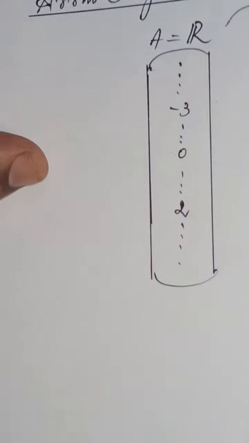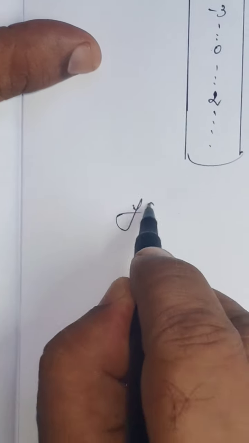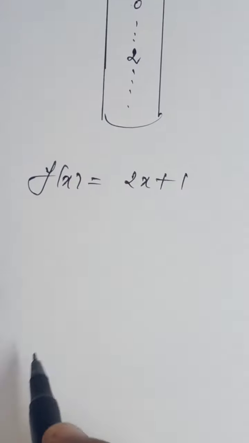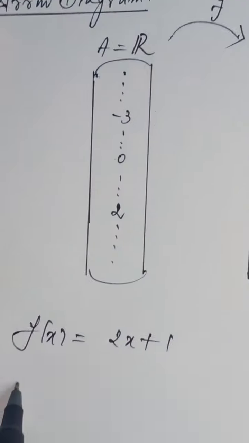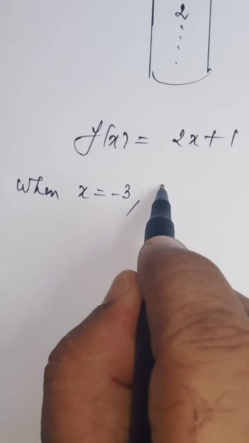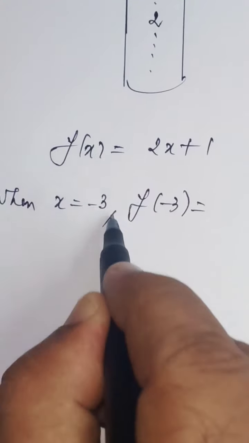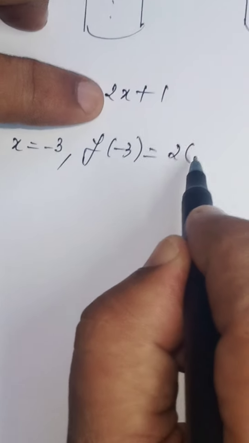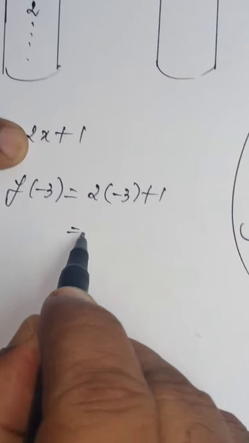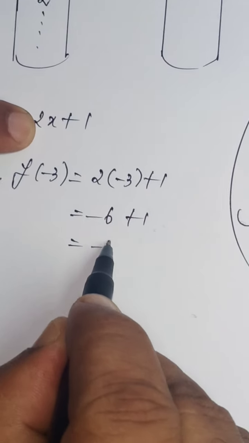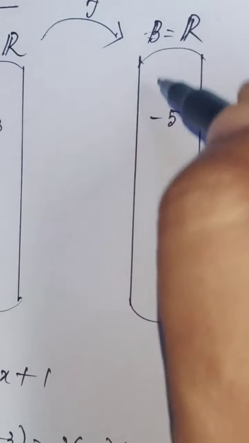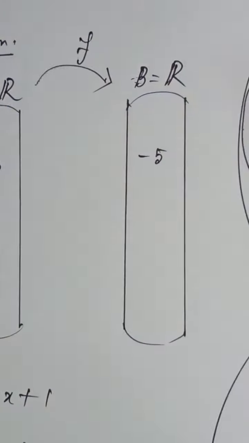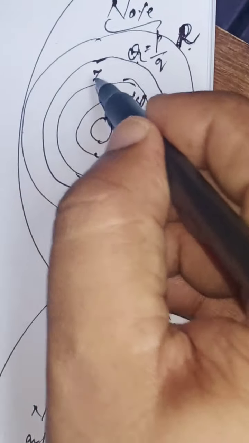Now, what about f of x? f of x equals 2x plus 1. When x equals minus 3, I am going to find f of minus 3. Substitute x equals minus 3: 2 into minus 3 plus 1, which is minus 6 plus 1, equal to minus 5. I take minus 5 over here. Minus 5 is also a real number. Already I told you minus 5 is an integer, and an integer is a real number.